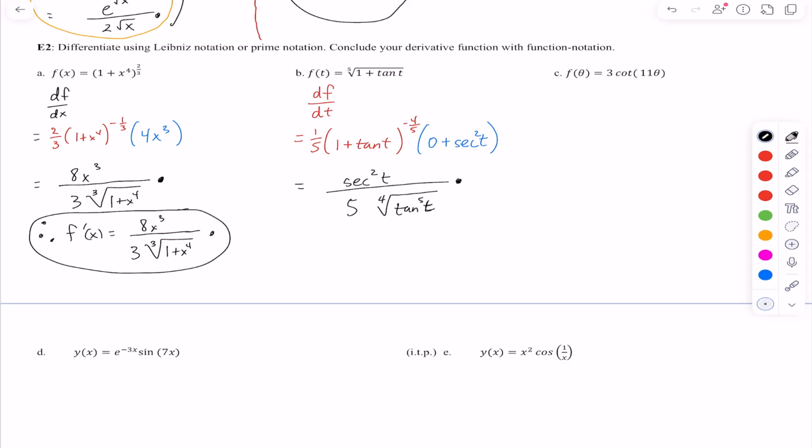Remember to conclude your function, your new function, with prime notation. That way you are mastering both notations. You know how to read both of them, and you'll be ready for implicit differentiation and related rates of change with Leibniz notation.